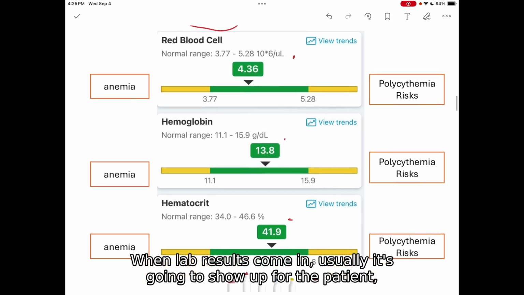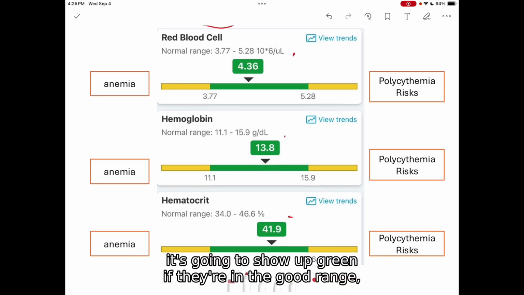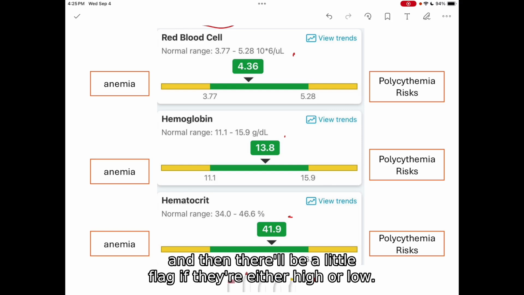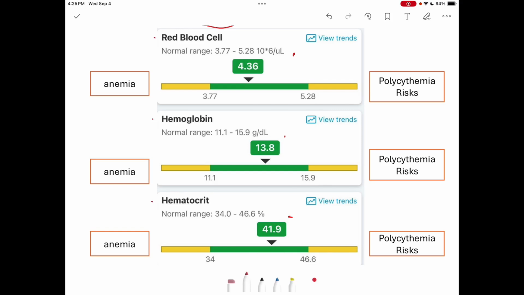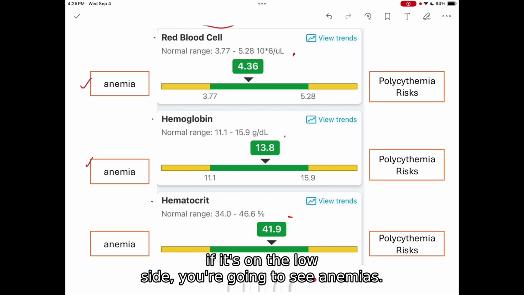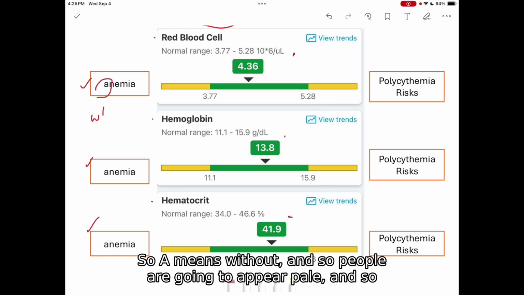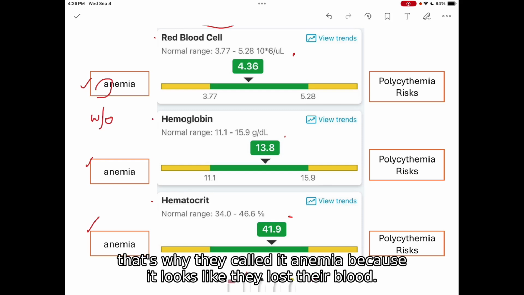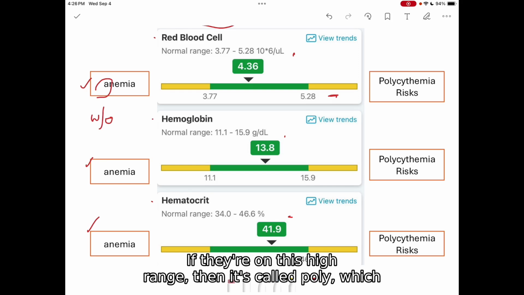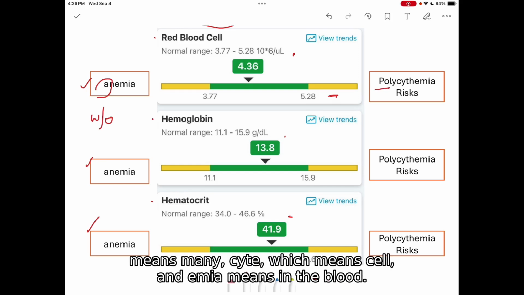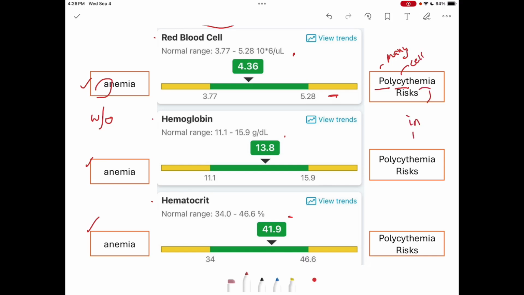So when lab results come in, usually it's going to show up green for the patient if they're in the good range, and then there'll be a little flag if they're either high or low. For all of these, red blood cells, hemoglobin, and hematocrit, if it's on the low side, you're going to see anemias. So a means without. And so people are going to appear pale, and that's why they called it anemia, because it looks like they lost their blood. If they're on this high range, then it's called poly, which means many, cyte, which means cell, and emia means in the blood.